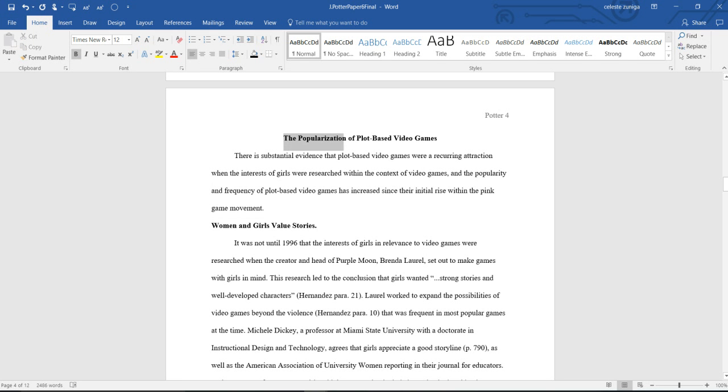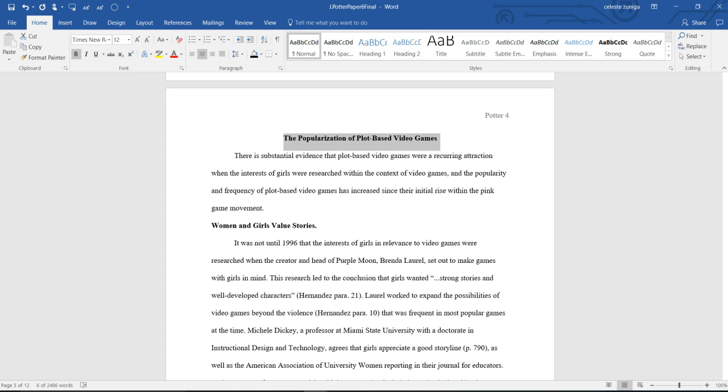So you should be titling your CSC in a way that makes your reader know a hint about what they're about to read. So, the popularization of plot-based video games. So she's going to talk about just plot-based stuff becoming popular, and because we know her thesis is that feminine pink games have influenced the industry, she's probably going to talk about relating back plot-based games to pink games, right? So let's look at this little introduction.